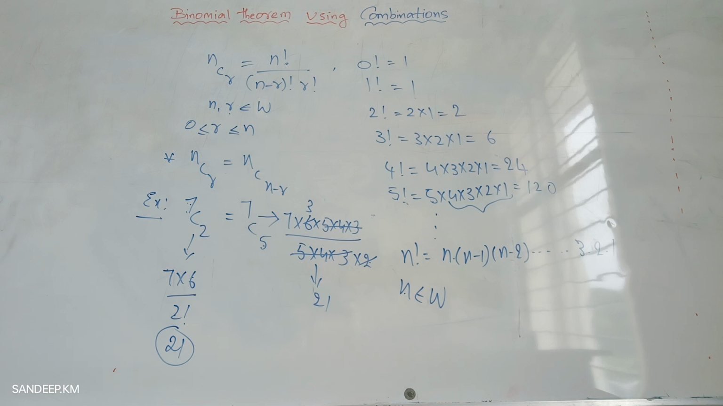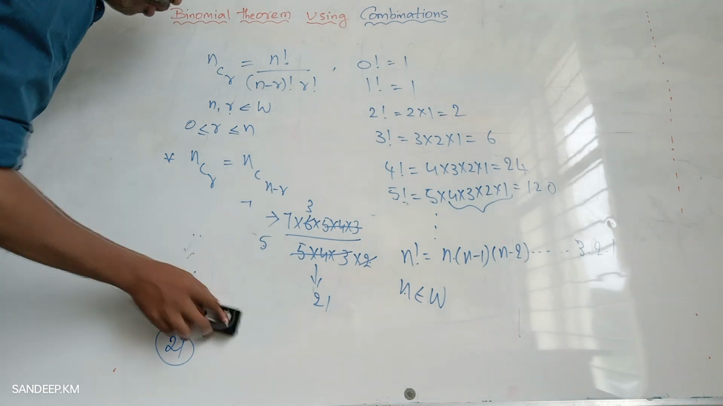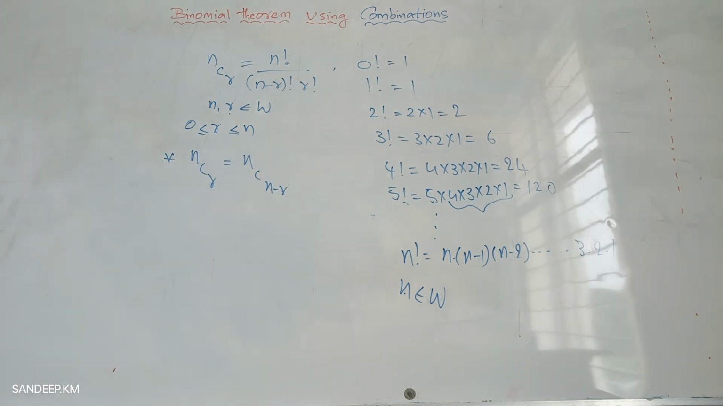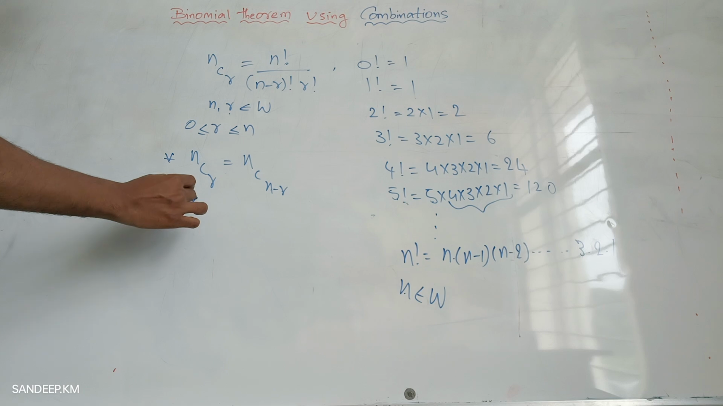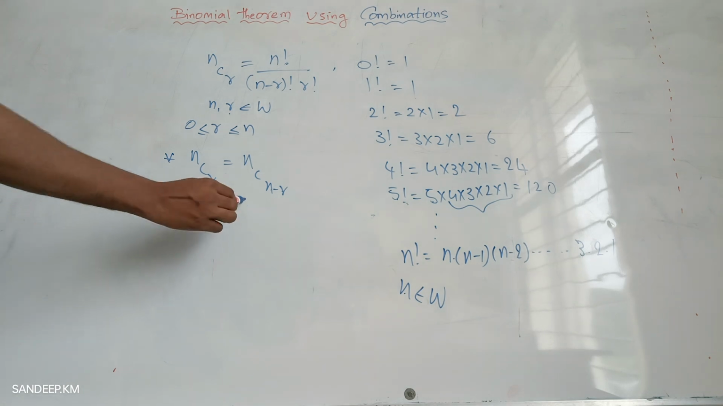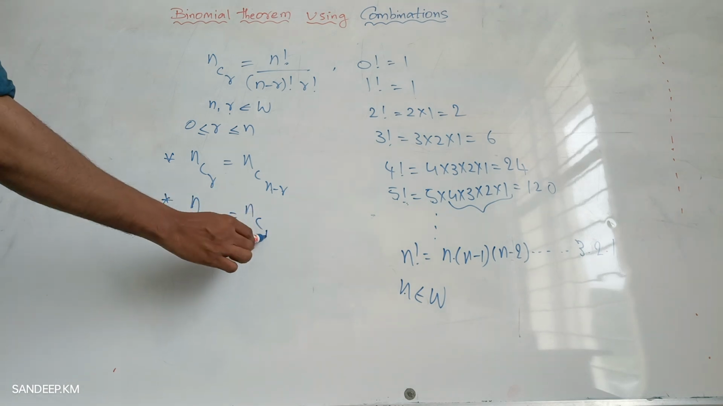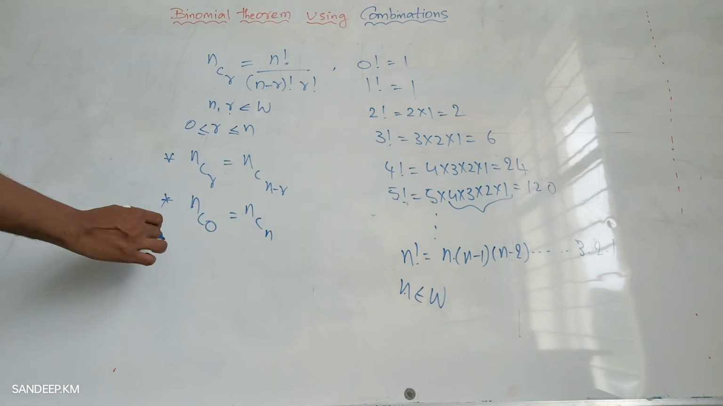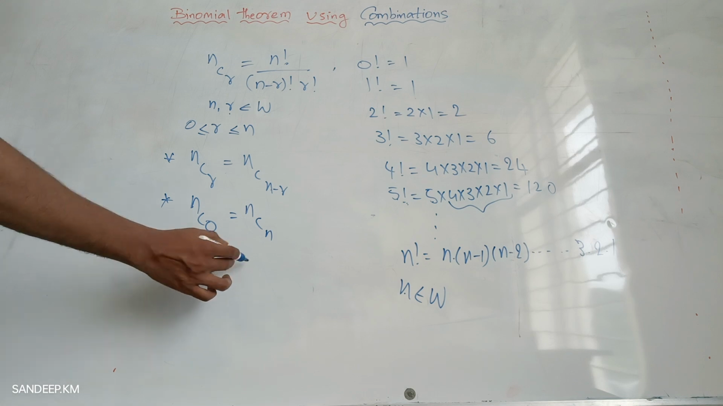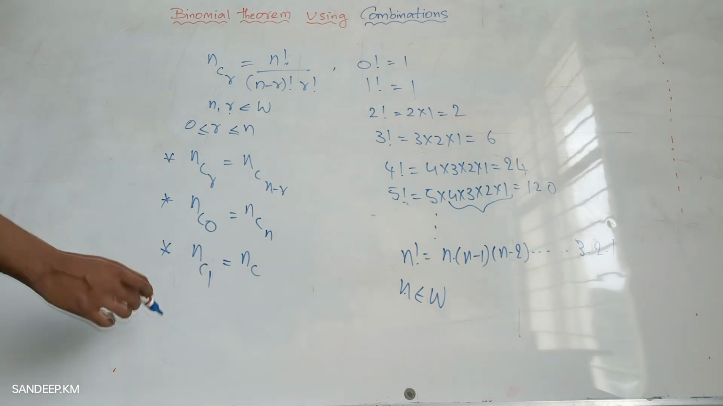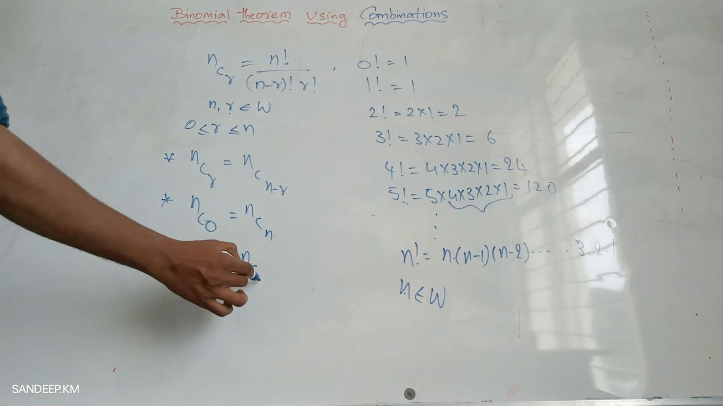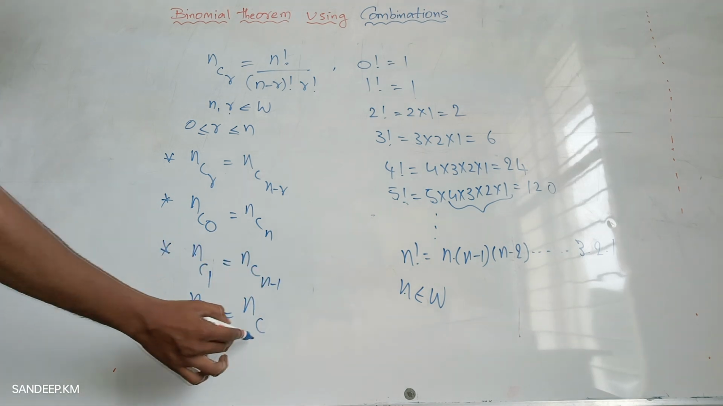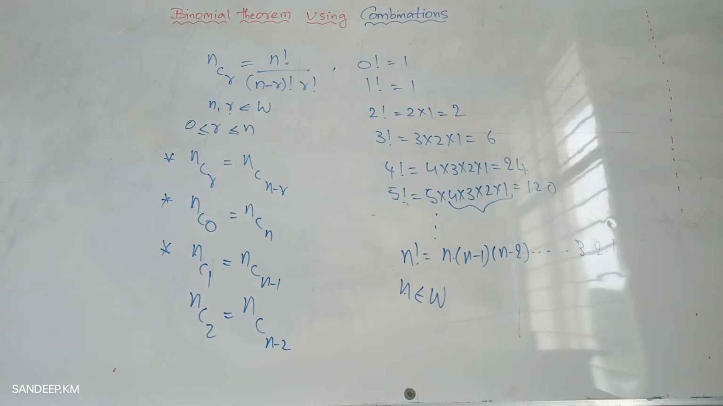Both are the same, right? Fine. So therefore, what can I conclude? If nCr is equal to nC(n minus r), I can conclude that nC0 is equal to nC(n minus 0). nC0 is equal to nCn. Next, nC1 is equal to nC, instead of 1 we will write n minus 1. So nC2 is equal to nC(n minus 2), and the process will continue and so on.